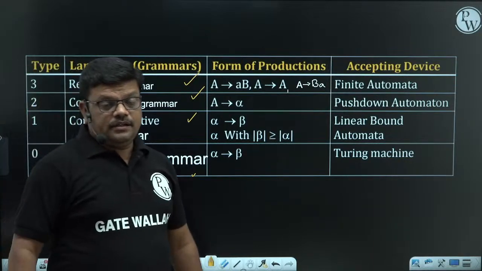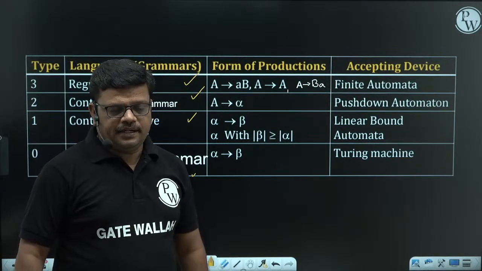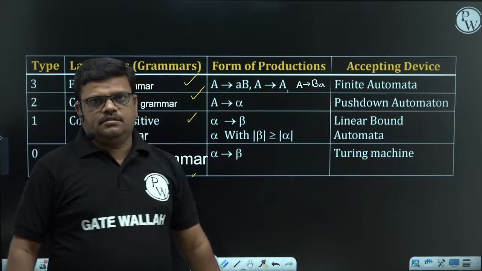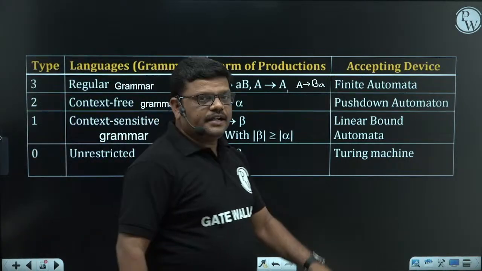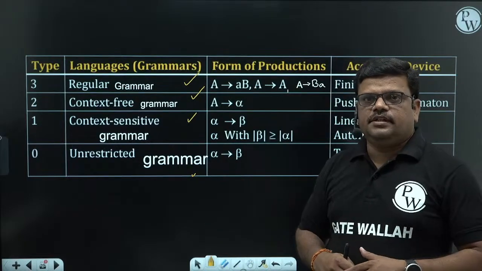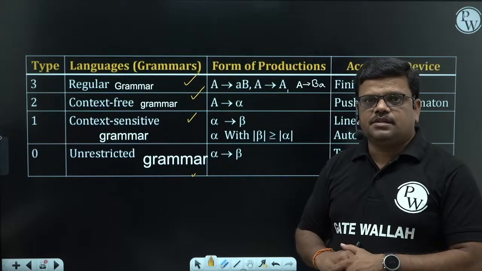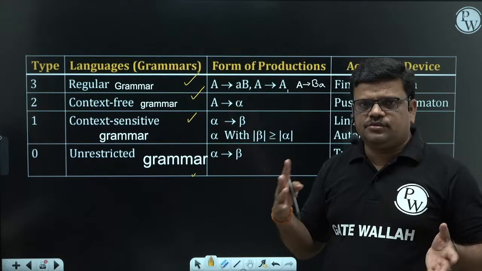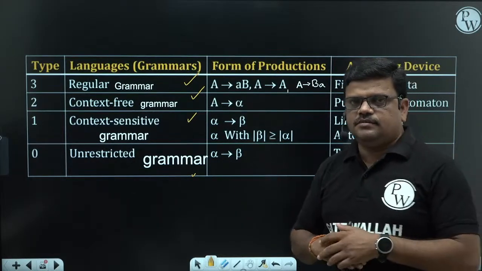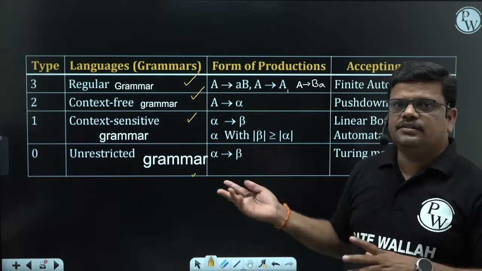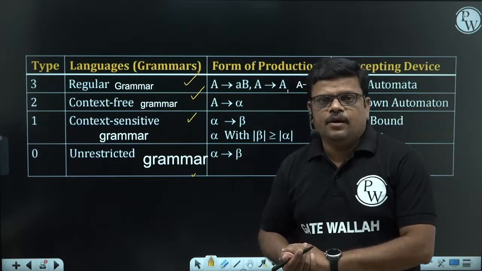If you are a serious GATE aspirant of computer science, without this concept, don't write GATE. Grammar is a minimum thing. There is no GATE paper without grammar concept. It is common for 2 or 3 subjects. Even for programming language, somewhere also we will see these grammars.